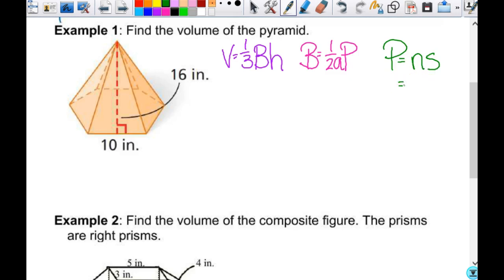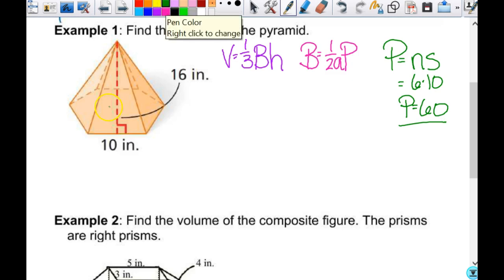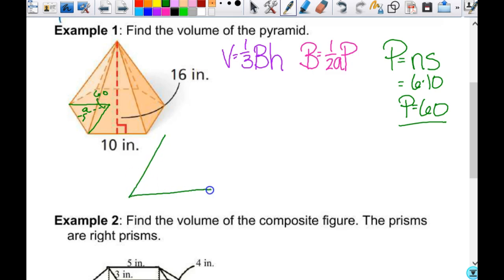So what is n in this case? 6. What is s? 10. So your perimeter is 60. Right? So did they give me the apothem? No, because they really rarely ever do so. I'm going to come and draw this in here, right? That's my apothem. That's my central angle, which is 60. So I'm going to draw this out here.